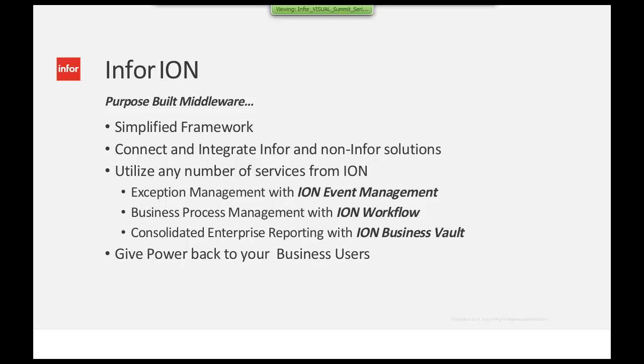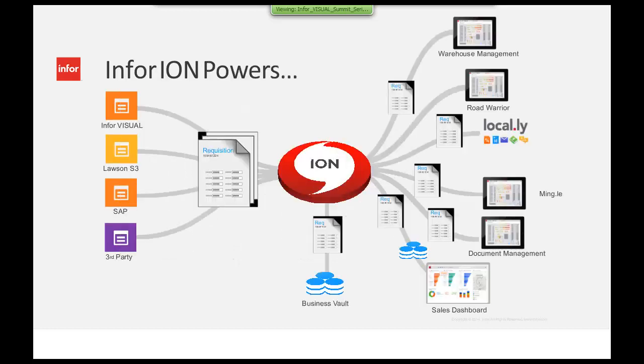And the nice thing about it is that since we're connecting all these various applications into ION and depositing that information into the business vault, now you're getting more of a consolidated enterprise reporting view of everything. So, for instance, if I have 6 different systems in my enterprise that create requisitions, now I can actually tie those all together within ION, deposit those within the business vault, and now I have complete requisition visibility throughout the enterprise, at my fingertips. So very powerful services that come with the ION framework.